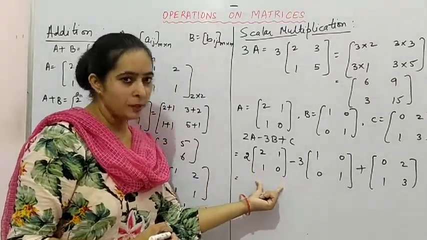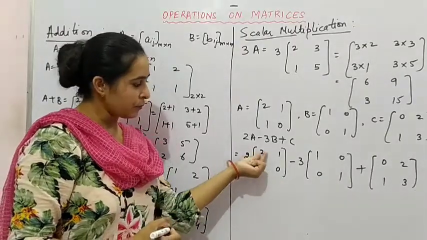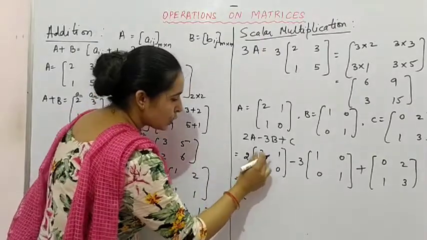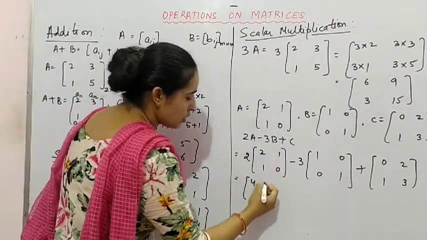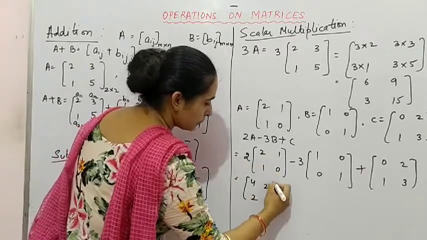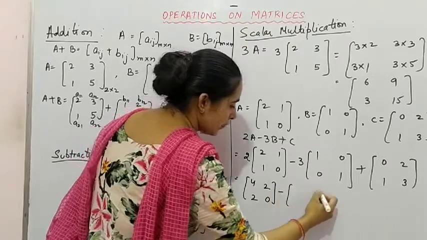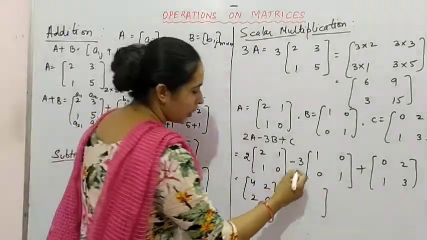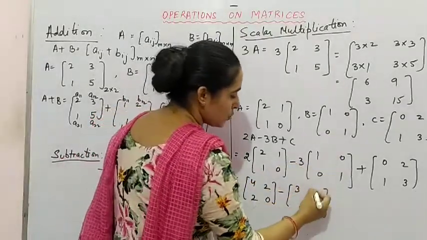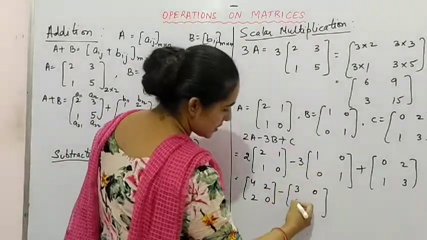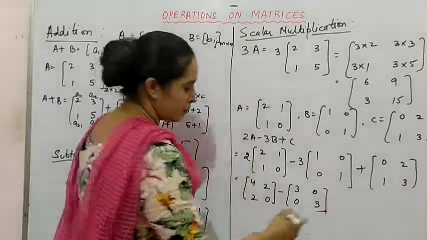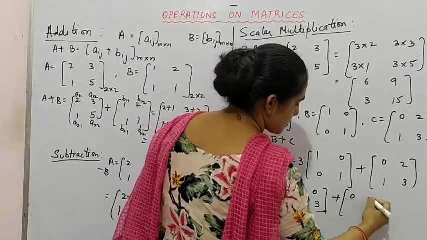How can you multiply? You have to multiply this scalar with every element of the matrix. So we shall get 2 into 2, 4, 2 into 1, 2, 2 into 1, 2, 2 into 0, 0. Minus, multiply 3, 3 into 1, 3, again scalar multiplication, 3 into 0, 0, 3 into 0 is 0, 3 into 1 is 3. Plus this matrix.